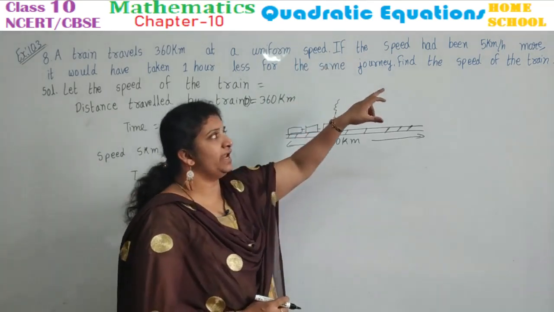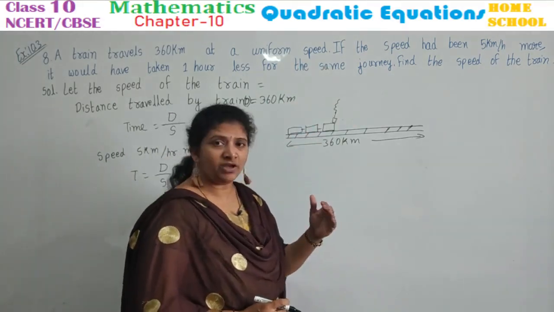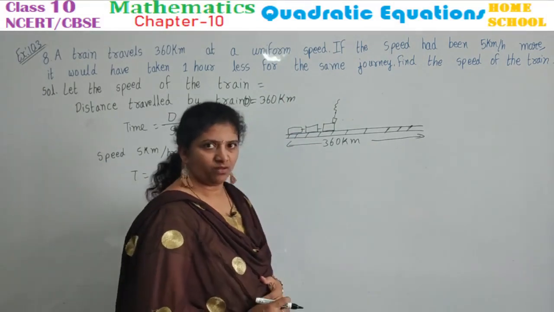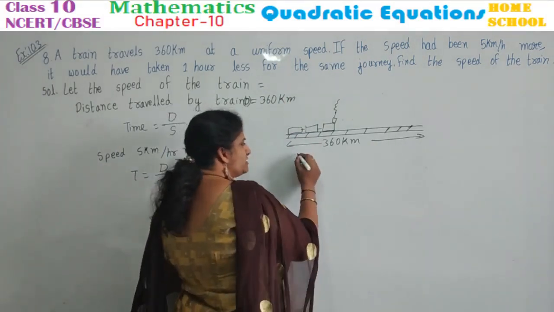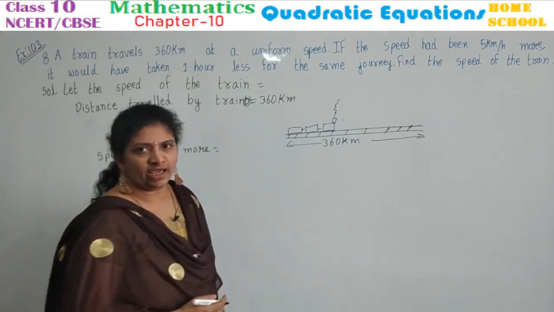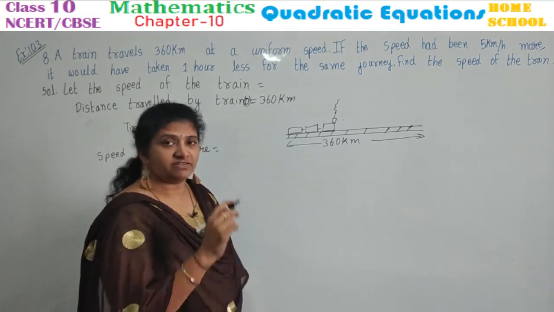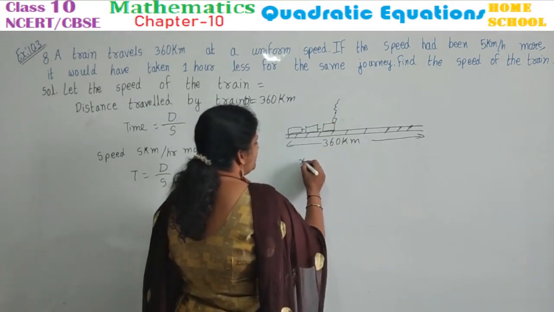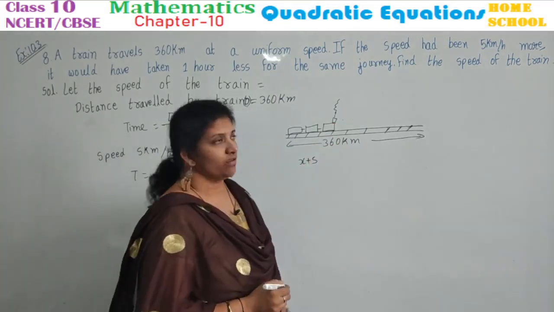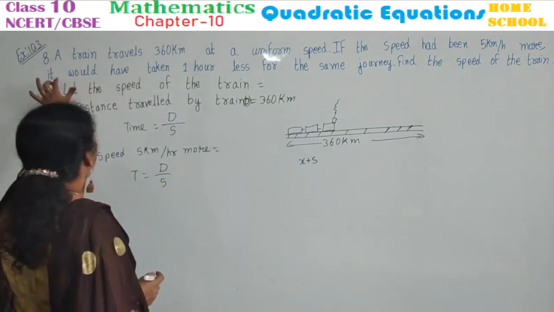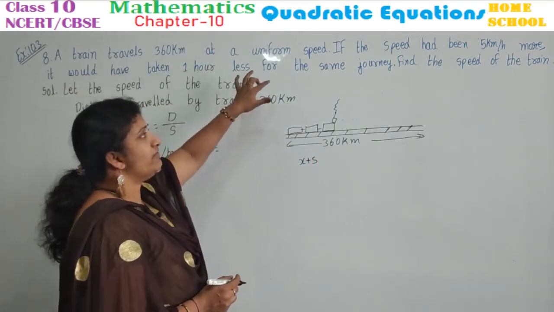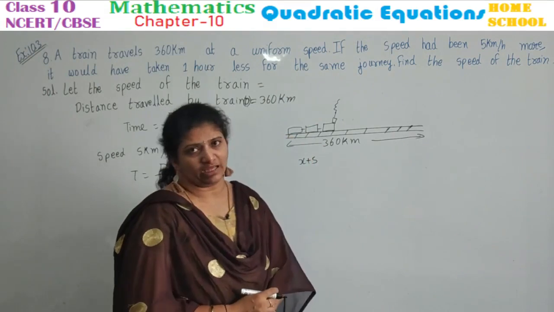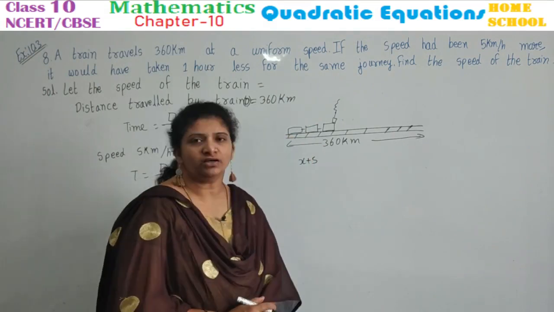If the speed had been 5 kilometers per hour more, what happens? Let the first speed be x kilometers per hour. If the speed is increased by 5 kilometers per hour, it means x plus 5, and it would have taken 1 hour less for the same journey. Find the speed of the train.